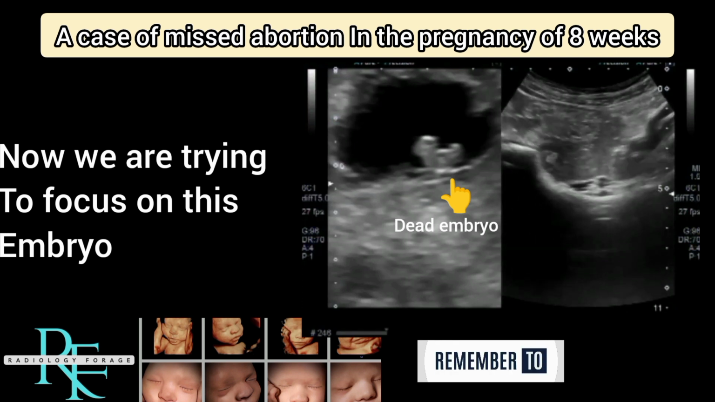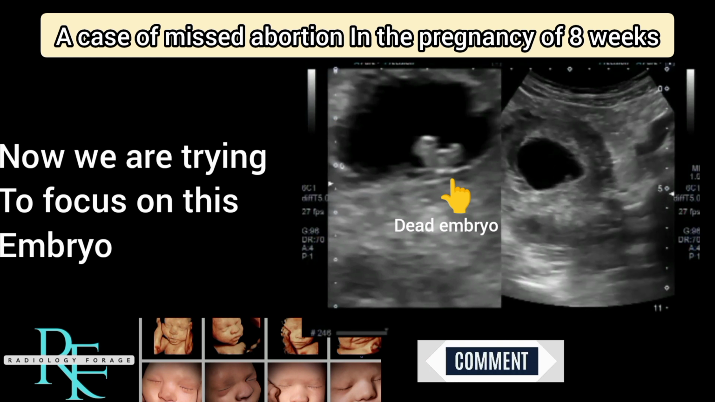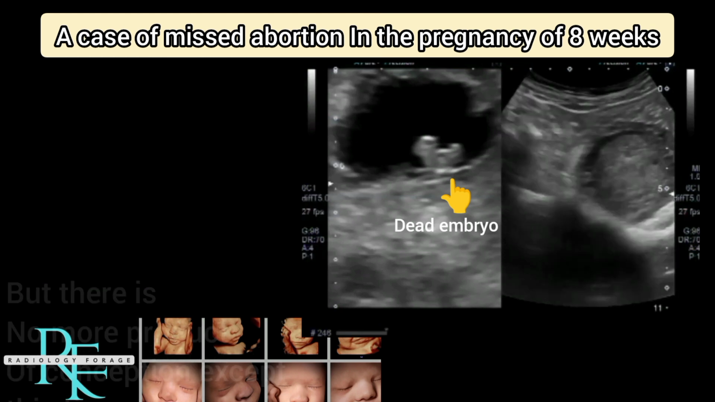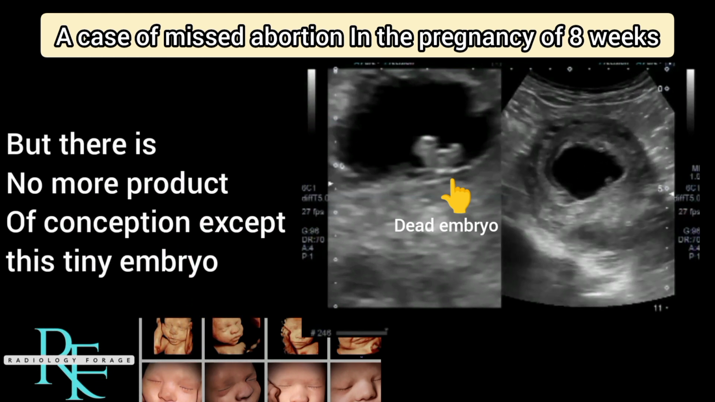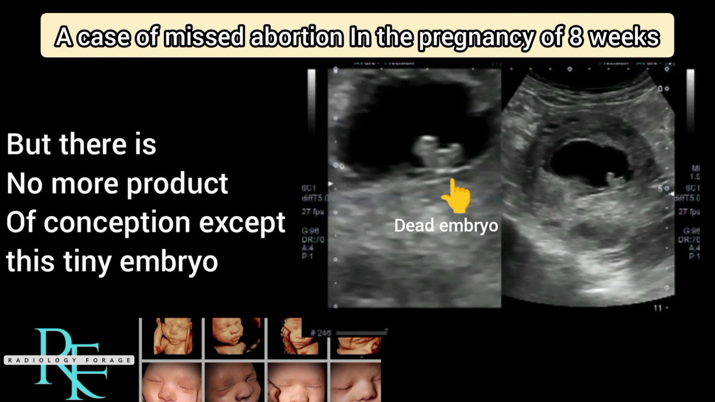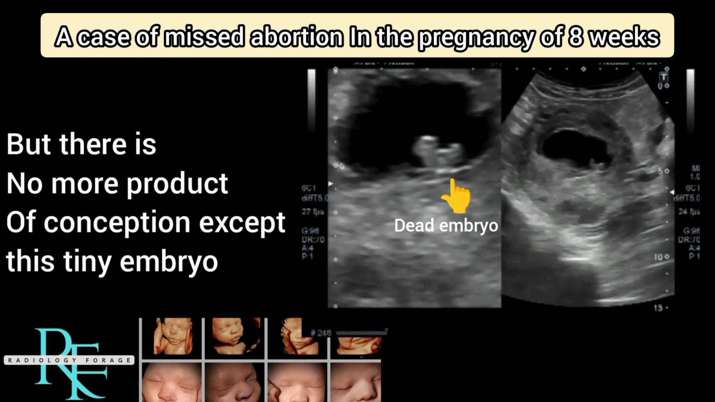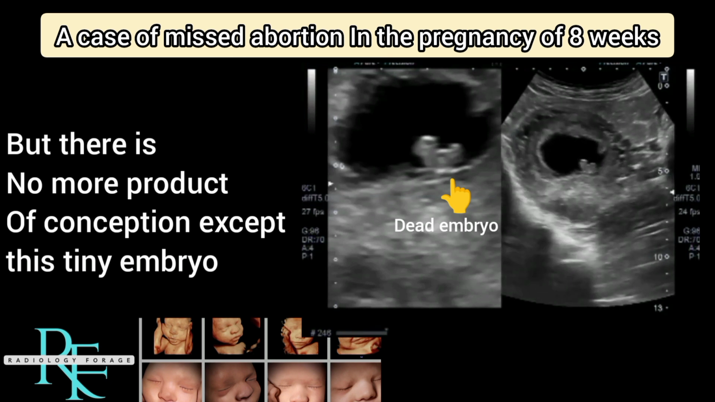This is a case of missed abortion in pregnancy of 8 weeks. There is no cardiac activity and no blood flow seen in this embryo and gestational sac. There is no product of conception except this tiny embryo.